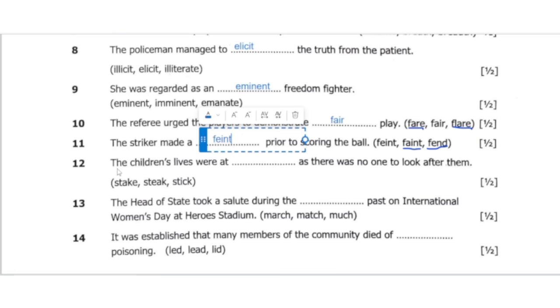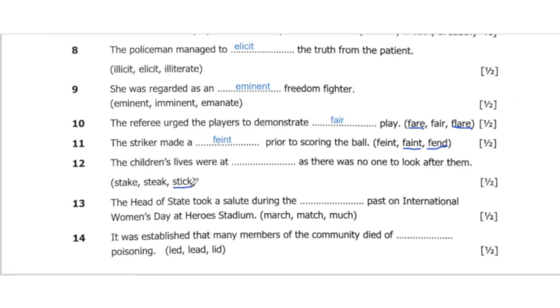We come to 12. The children's lives were at dash as there was no one to look after them. So we start with this stick. It has got two meanings. One, to stick is to attach, something attached, and the other one is a noun, a stick, like a small branch you get from a tree. That is a stick as well. It can be dry or fresh.